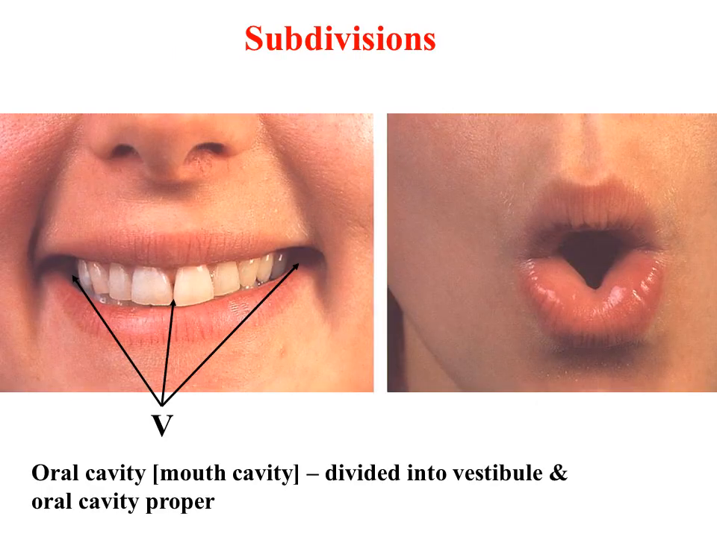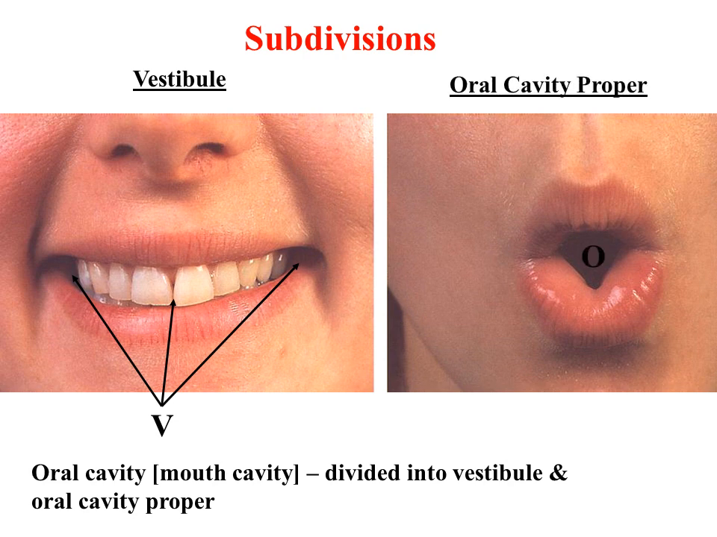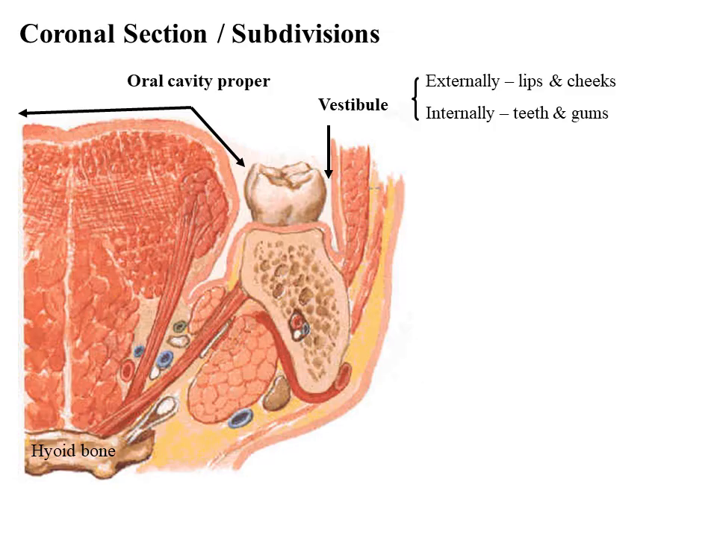As you can see here, this is the oral cavity proper, and here this is the vestibule. V is the vestibule, O is the oral cavity proper. In this cross-section subdivision, externally the lips and cheeks, this is the vestibule, and the oral cavity proper is internal, between the teeth and gums.